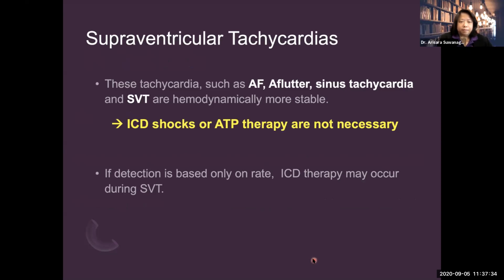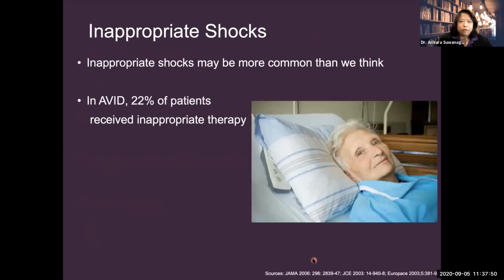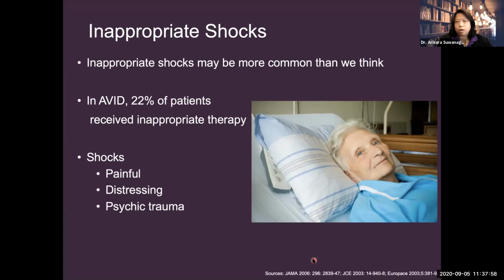Because the detections are based on the rates only, sometimes a shock occurs and the patient will feel discomfort and pain, and you will use up the battery. Inappropriate shocks, if they do happen, bring the patients to very painful distress and psychic trauma.